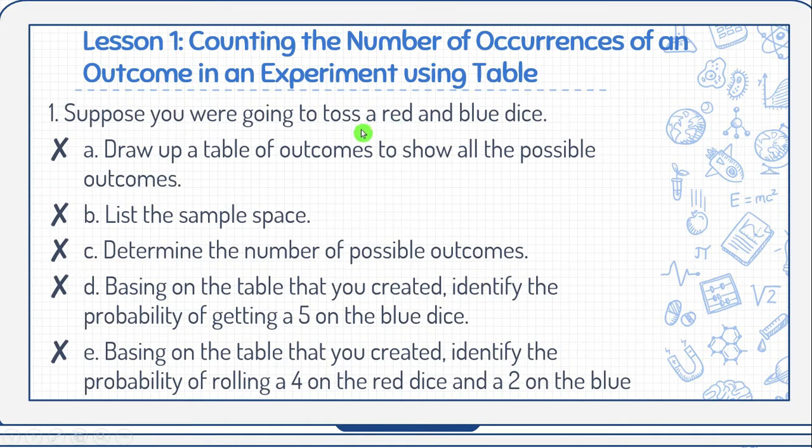Okay, suppose you were going to toss a red and blue dice. So may dalawang dice, yung isa red, yung isa blue. So, letter A, draw up a table of outcomes to show all the possible outcomes. Diba? We'll make a table na makikita doon yung mga possible outcomes. Then B, list the sample space. And letter C, determine the number of possible outcomes. And then for letter D, basing on the table that you created, identify the probability of getting a 5 on a blue dice. And for letter E, basing on the table that you created, identify the probability of rolling a 4 on the red dice and 2 on the blue dice.